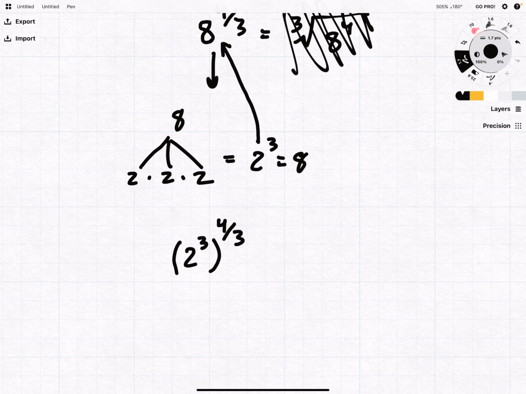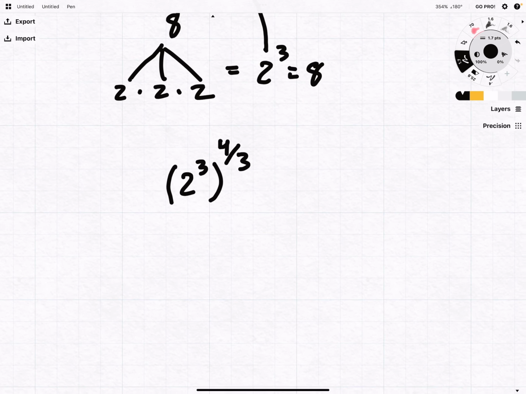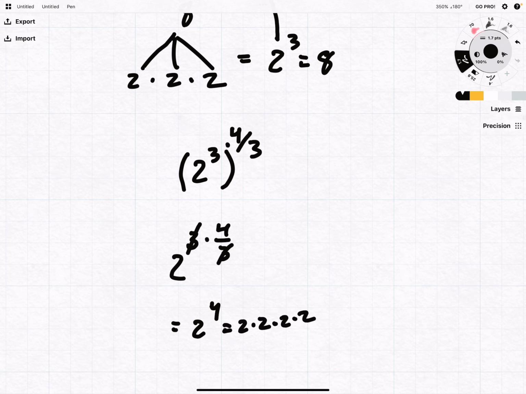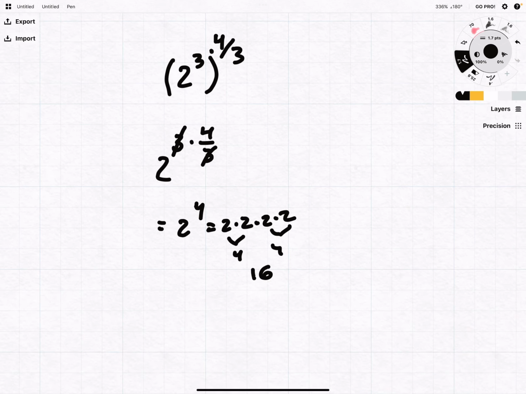And now what's really cool is we can actually use one of those properties of exponents, and we can multiply these two exponents together. So we have 2 to the 3 times 4/3, and the 3's, those will cancel out. So that just gives us 2 to the 4th. And doing some math, right, 2 times 2 times 2 times 2, you get 4 times 4, and that gives you 16. And so 16 is going to be our answer for that.